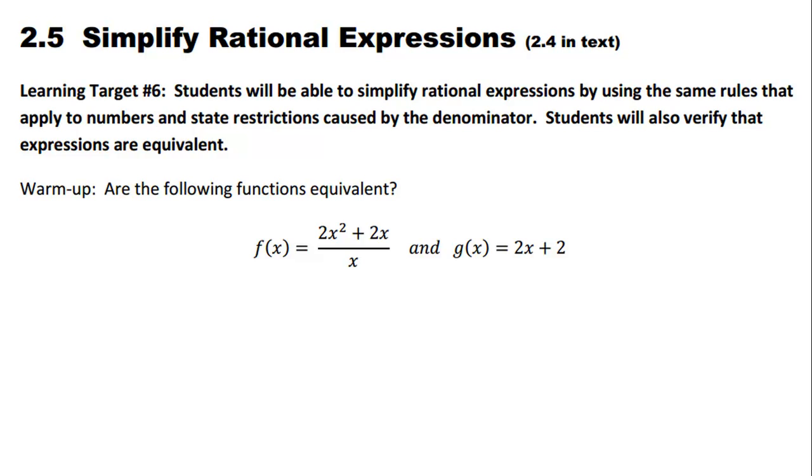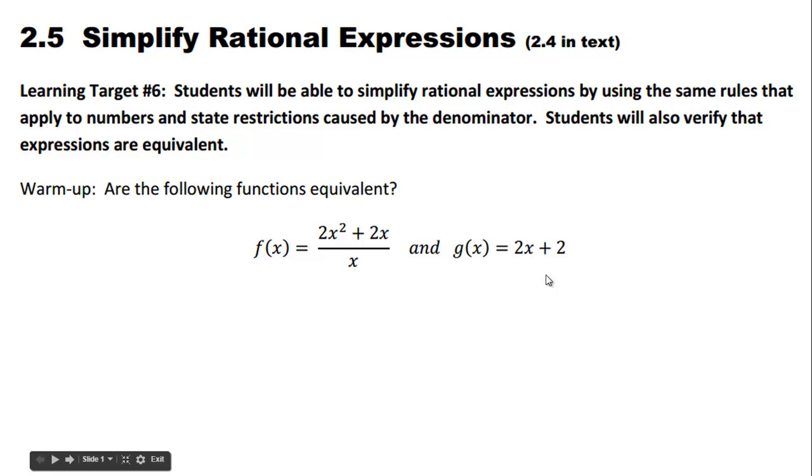So we ask, are the following equivalent? f of x equals 2x squared plus 2x over x, and g of x equals 2x plus 2. Remember, to determine if something's equivalent, you have to determine that it's the same for every value of x. So it's easier, if they're not equivalent, to just find one number that makes them not equivalent. You can pause it if you want to take more time to look at this.